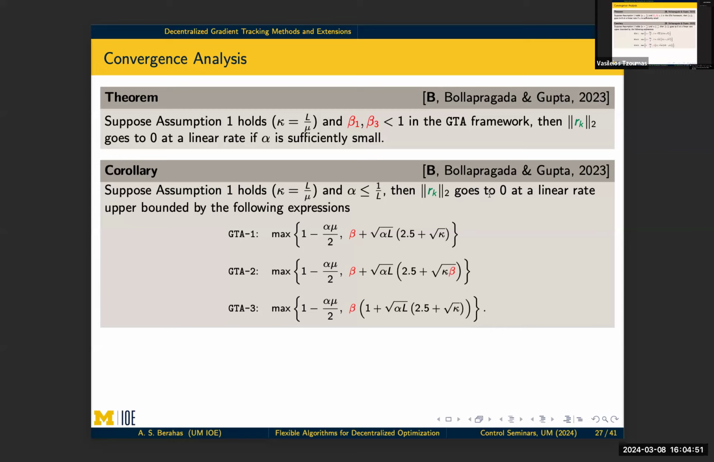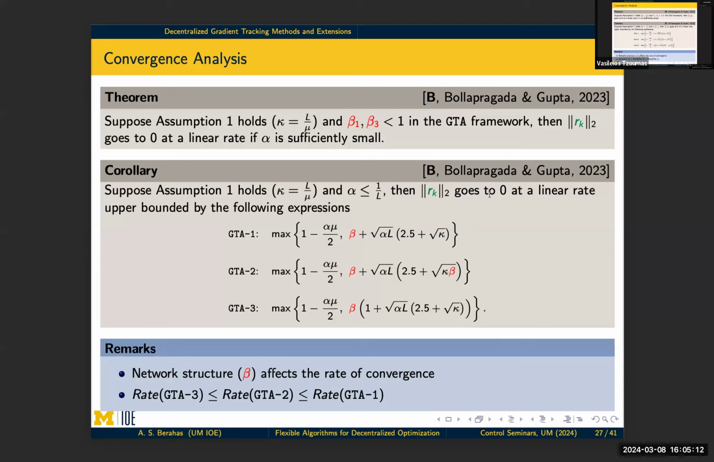And so when we first derived these results, I was saying, okay, where's the typo? It cannot be this clean. It doesn't work out this clean, but it does work out this clean. And when you look at this, you say, okay, so if I could pick any of these algorithms and implementation wasn't an issue, what would I do? GTA 3. And so the network structure beta affects the convergence, and you can show that the rate of convergence is faster for GTA 3 than GTA 2 than GTA 1.